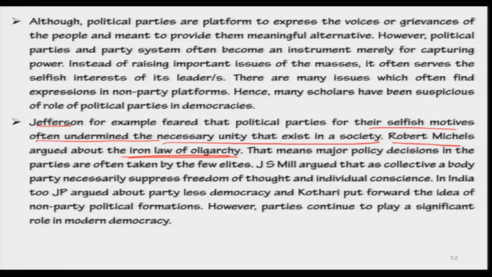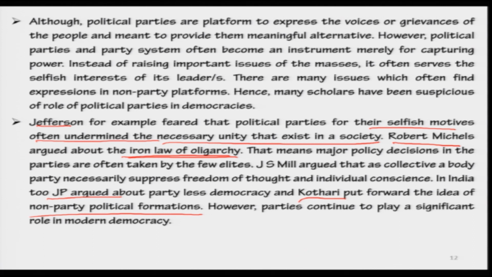Similarly, John Stuart Mill argued about a kind of restrictions or controls on the freedom of thought and individual conscience, as political parties tend to work and operate as a collective body. In India too, Jayaprakash Narayan argued about party-less democracy, and Kothari put forward the idea of non-party political formations. So, there are legitimate apprehension and suspicion about the role of political parties in modern democracy.